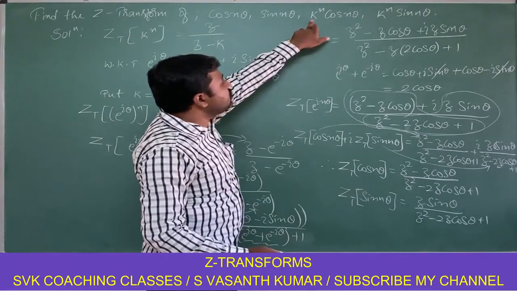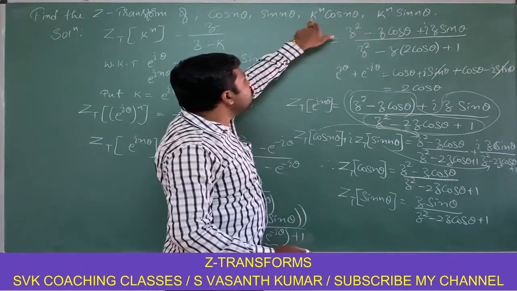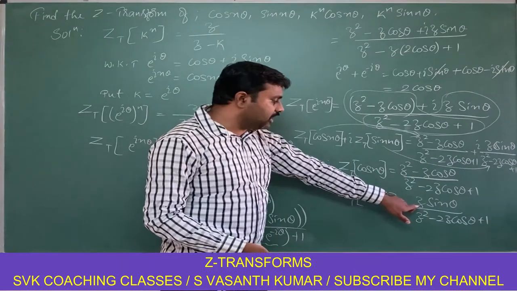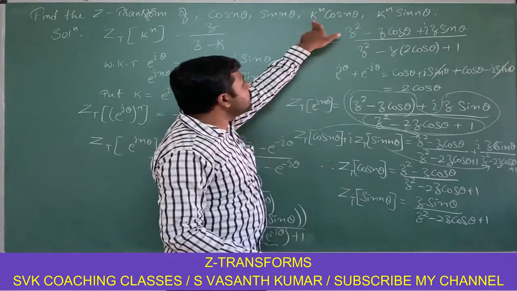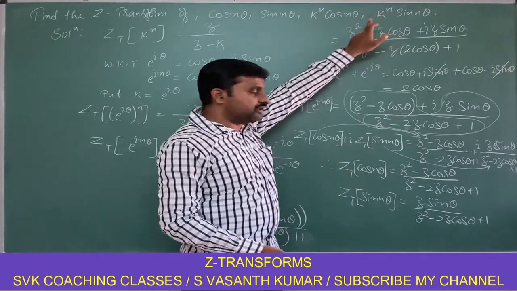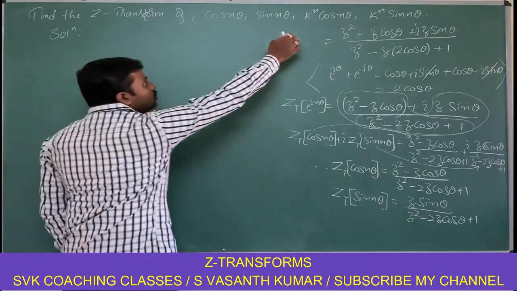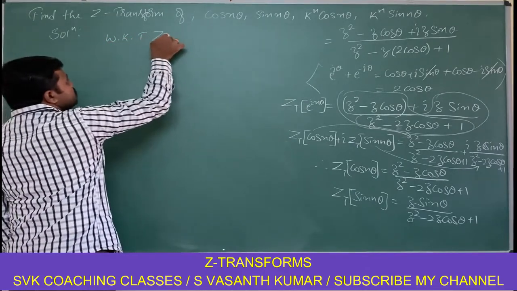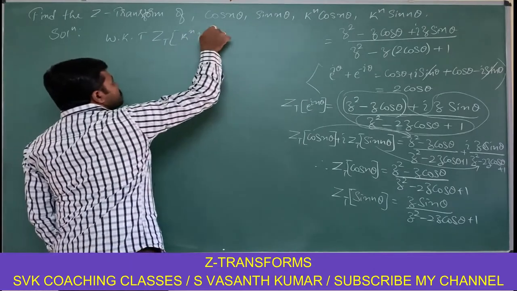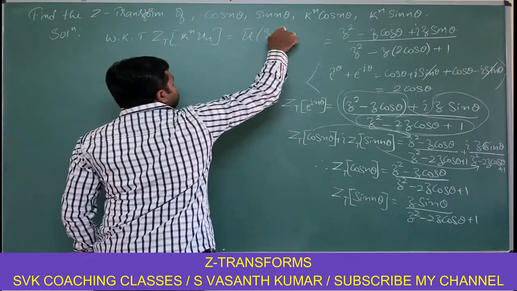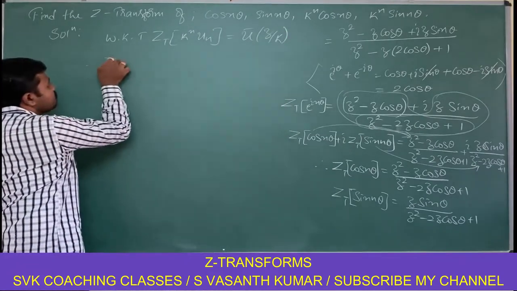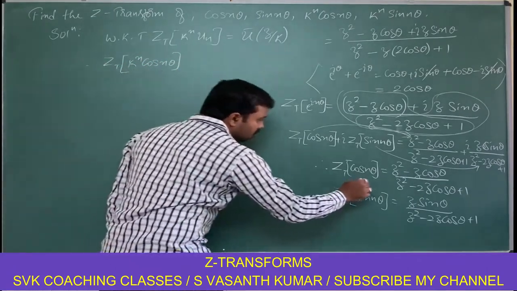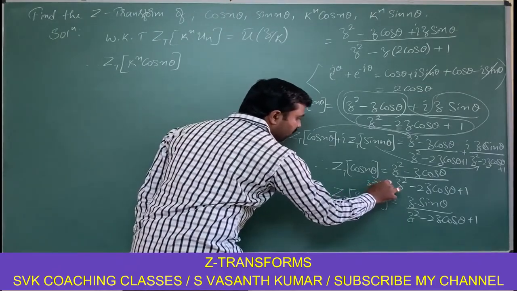Next, we need to find k power n cos n theta and k power n sin n theta. How to find k power n cos n theta? Just replace z by z by k in this expression. Similarly, replace z by z by k in this expression to get the Z transform of k power n cos n theta and the Z transform of k power n sin n theta. So to find this, we know that the Z transform of k power n u n is a function of z by k. Therefore, for the Z transform of k power n into cos n theta, I already know the Z transform of cos n theta. Just replace z by z by k.